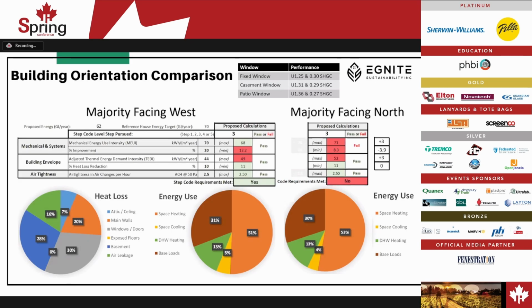And I think I forgot to mention the performance values for what we're speccing on this. We've got an average high-performing double glazed window package of around a 1.3536 metric U value, and then we're averaging around a 0.29 solar heat gain coefficient with that particular window package.